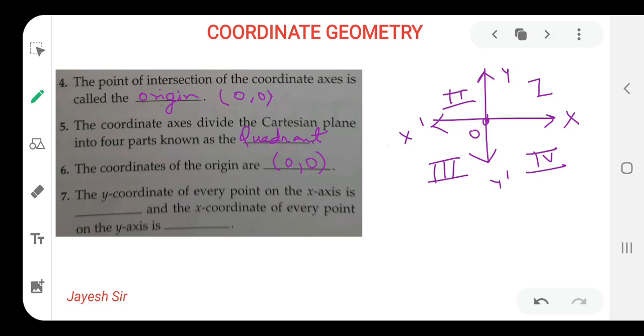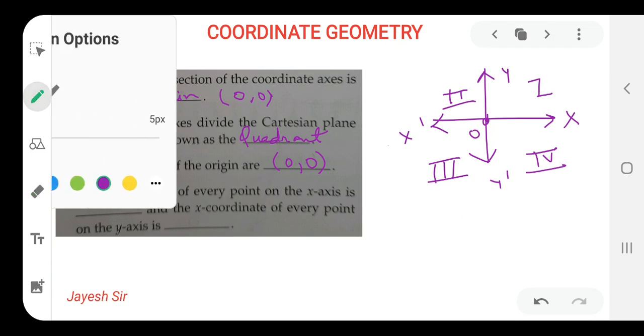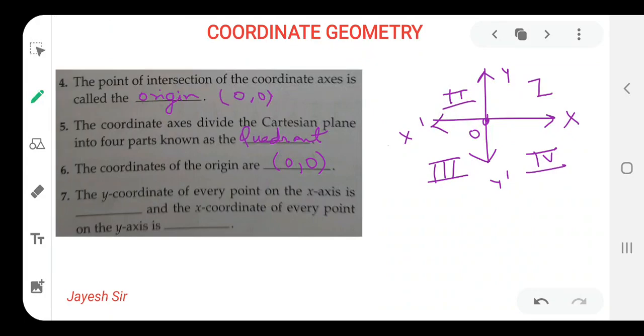So now let us begin with the last sum for the day: the y coordinate of every point on the x-axis. This type of thing we have done. Now this is, we can say, the third similar type. What he is trying to say, the y coordinate is 0. X and y, two coordinates are there. If the point is lying on the x-axis, that means the y coordinate would be 0. That is the thing being asked.